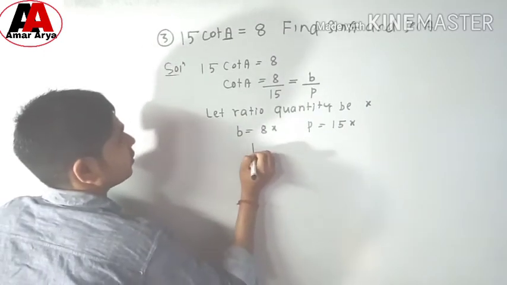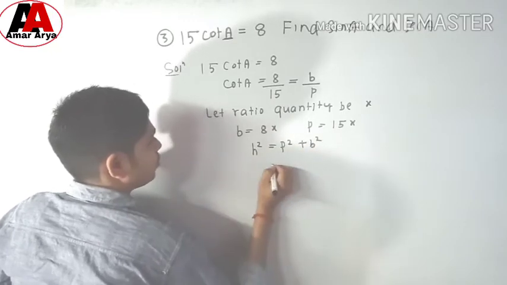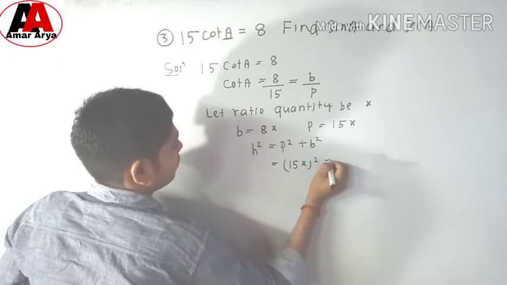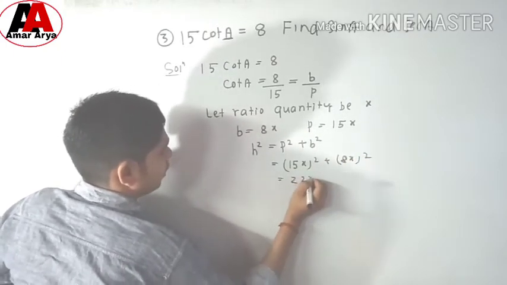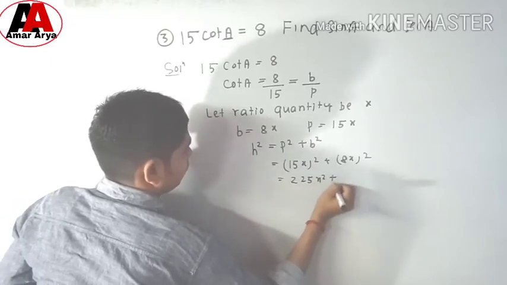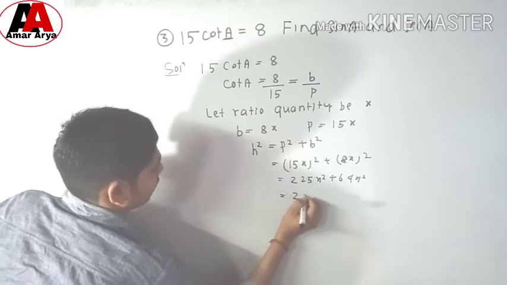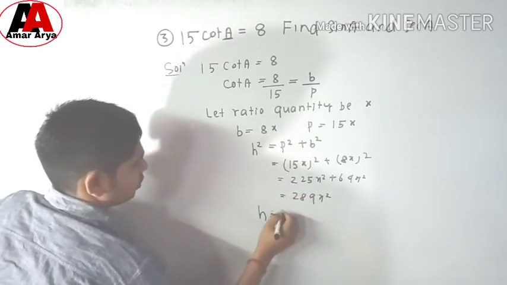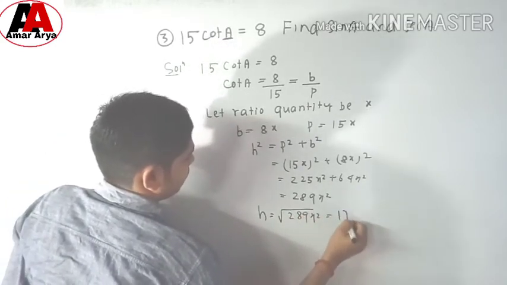So H equals to what? H square equals to P square plus B square. So P is 15x square and B is 8x square. So we can write here 225x square plus 64x square. So 225 plus 64 means 289x square. So H equals to root under 289x square, means 17x.